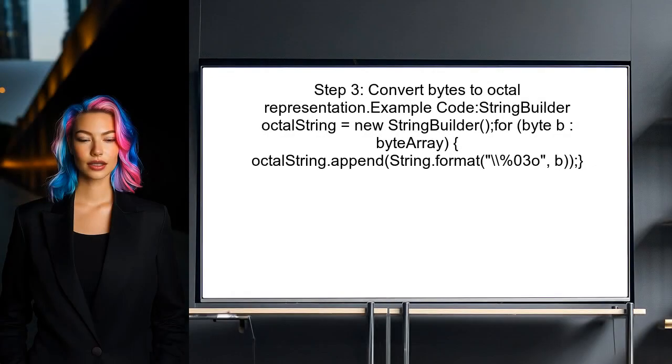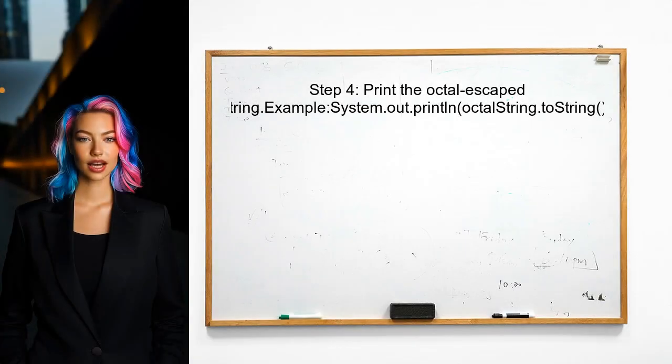Now, the user should create a method to convert each byte in the array to its octal representation. This involves iterating through the byte array and formatting each byte. Finally, the user can print the resulting Octal-Escaped string to the console. This will display the desired format.